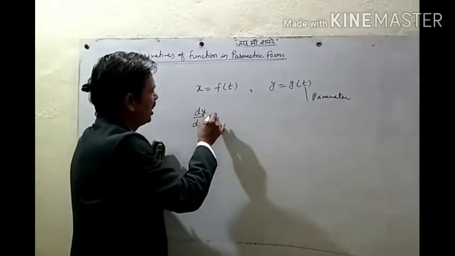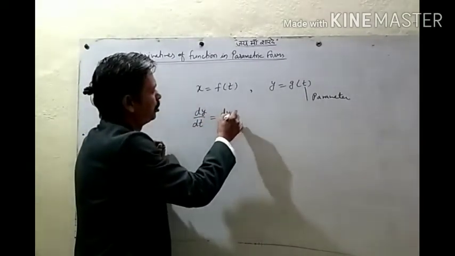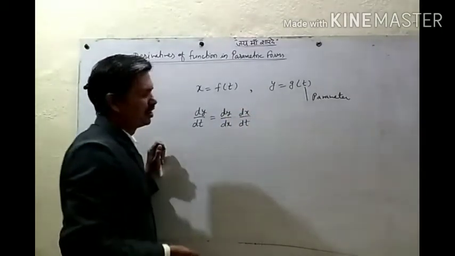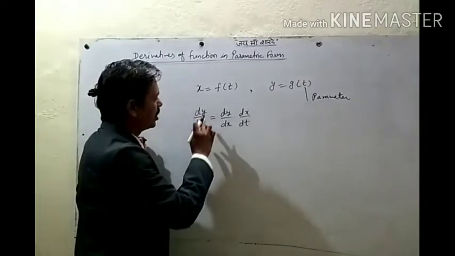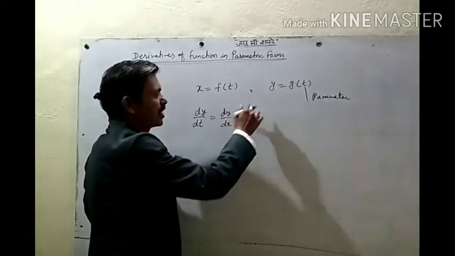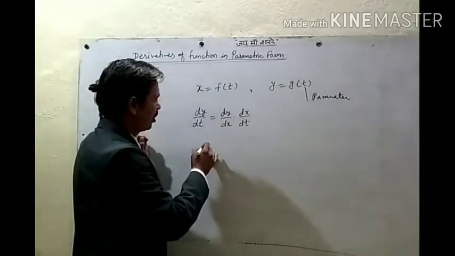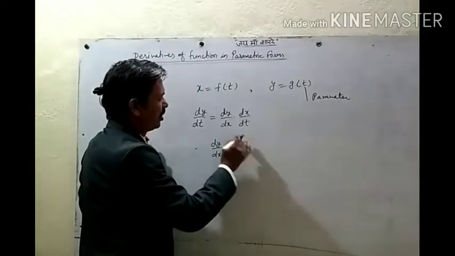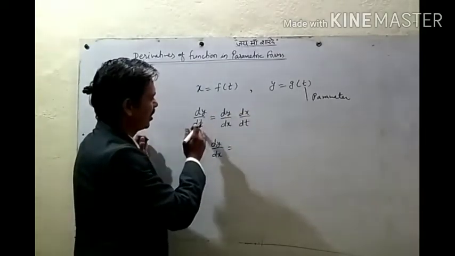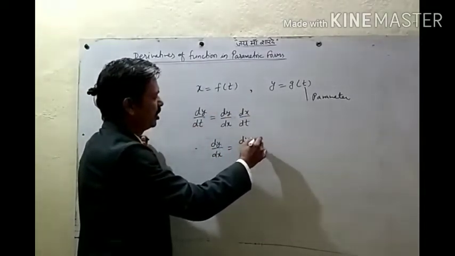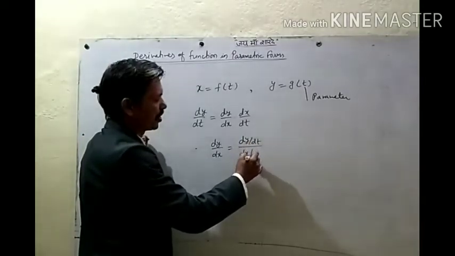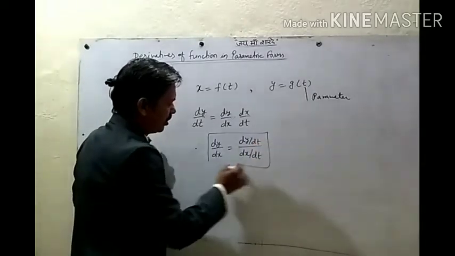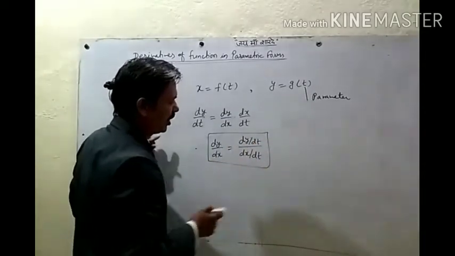By chain rule we can write dy by dt is equal to dy by dx into dx by dt. Right? By chain rule dy by dt can be written dy by dx into dx by dt. So from this what we get? Dy by dx as it is here, and dx by dt we can send this side. So we get dy by dt upon dx by dt. So dy by dx is what? Dy by dt by dx by dt.